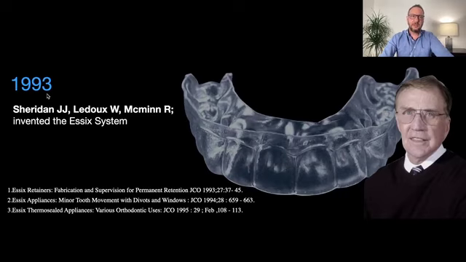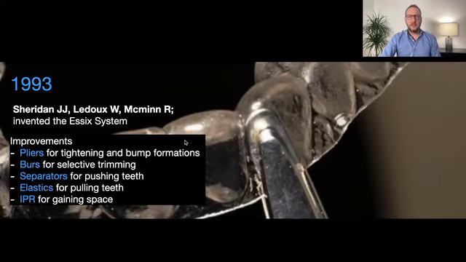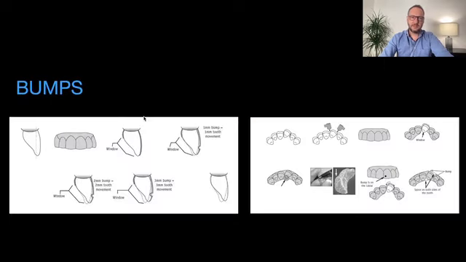And in 1993, just a few years before Invisalign started, the ASIC system was invented. This system started with a lot of concepts that we are using until nowadays: the use of pliers to help create bumps and points of pressure, the use of burrs to do selective trimming, IPRs, and also to create cuts in the aligners, the use of separators in order to help create space, elastics, and IPR. So a lot of concepts and improvements in the aligner system were invented in 93 by this group of dentists who created these systems.